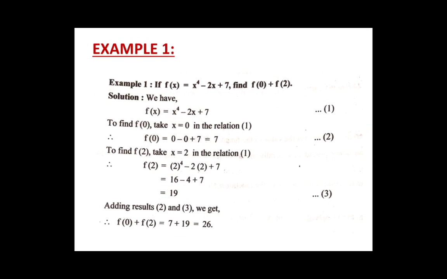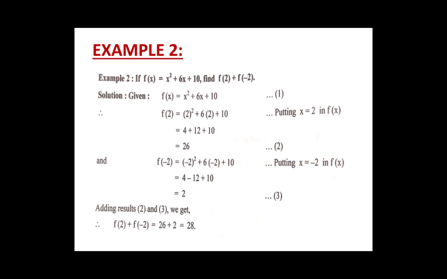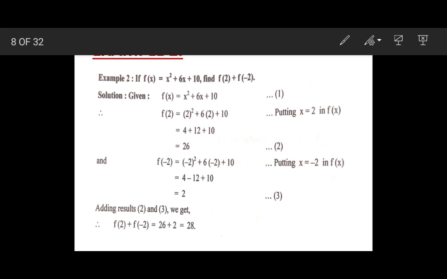So let's see one more example. Okay. This is the same as the previous one. Here the function f of x is given as x square plus 6x plus 10. Okay. So equation 1 is x square plus 6x plus 10. What we have to find? We have to find f of 2 plus f of minus 2.